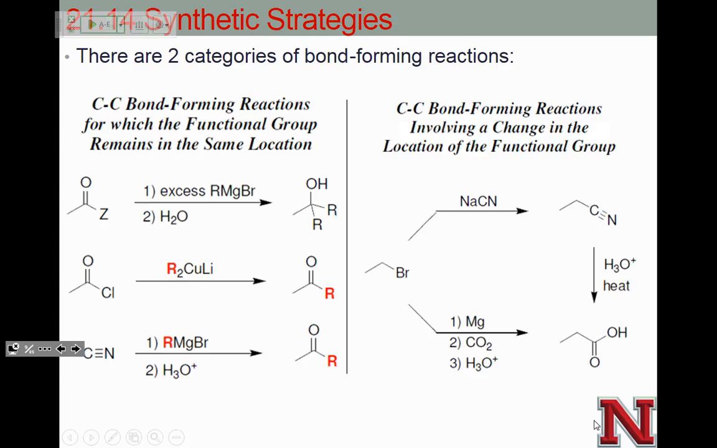Another example is if we take this, we form a Grignard and react it with CO2. That adds a carbon, but it also changes where the functional group is, making our carboxylic acid, but we do have a new carbon-carbon bond.